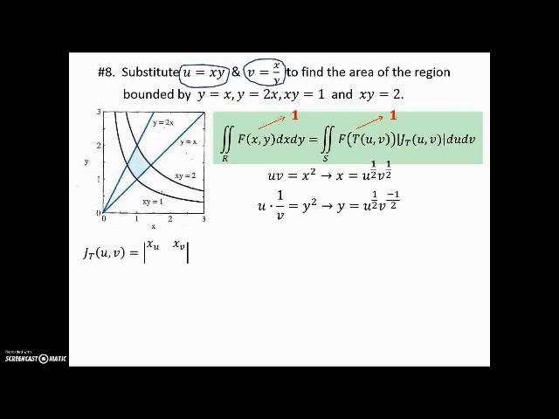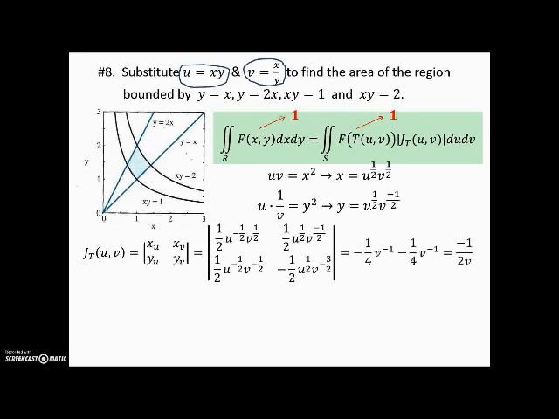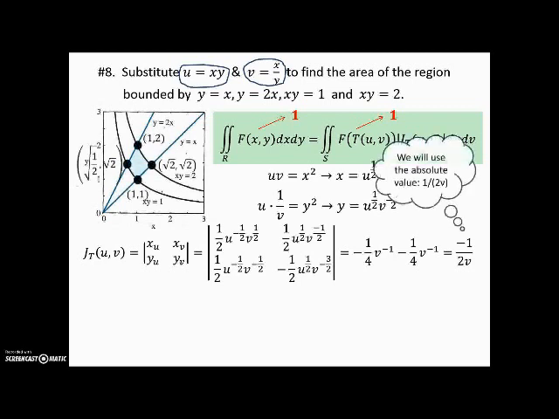Okay, so now we're ready to compute our determinant, which is the Jacobian. And notice that when we take the derivative with respect to u, we treat v as a constant, and when we take the derivative of y or x with respect to v, we treat u as a constant, so we don't need the product rule. And we end up with negative 1 over 2v, but we have to take the absolute value, and v is positive, so we eliminate that negative 1. So we're going to use the absolute value, which is 1 over 2v.